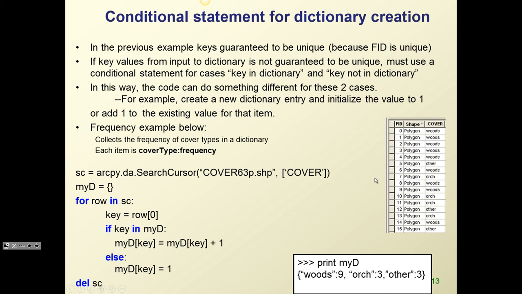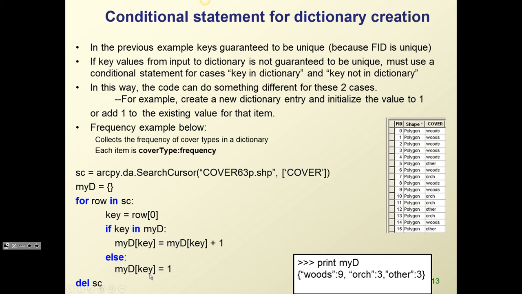Let's step through it. We're doing kind of the same thing as last time. In this case, we've only got one field. We're just grabbing the cover field. So when we say row 0, the first time we're getting what? Woods. The first time the key is woods. We've just gotten in here, so our dictionary is empty. So we say if key in my D, what's that going to return? False. Yep, false the first time around, because there won't be any key with woods. So we'll go to the else condition.